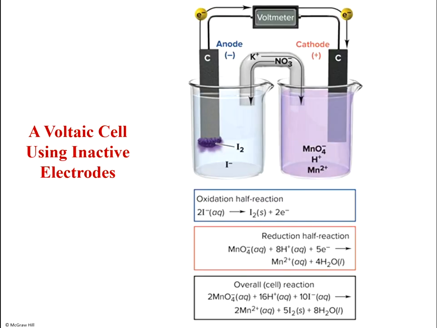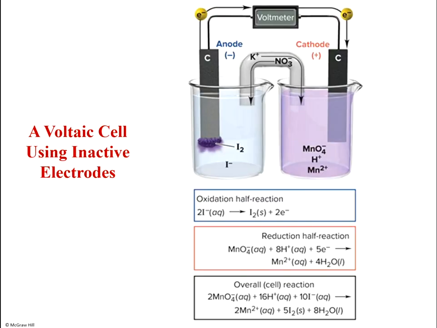And then we have our reduction at the cathode. In this case, permanganate, MnO4 minus, is being reduced to manganese ion, Mn2 plus, so the manganese 2 ion. And in this case, then we have a piece of carbon as our electrode in both cases. So we use a piece of graphite immersed in each of these electrolytic solutions.